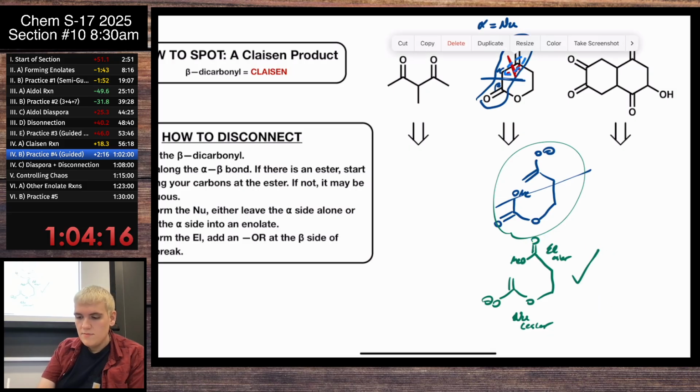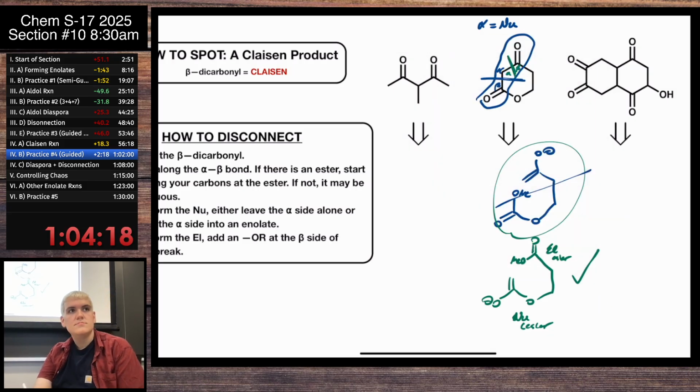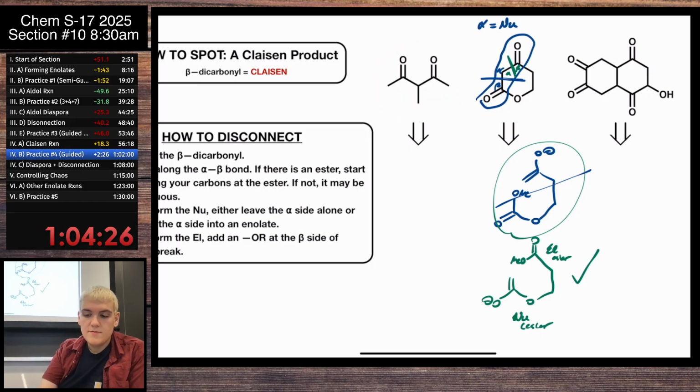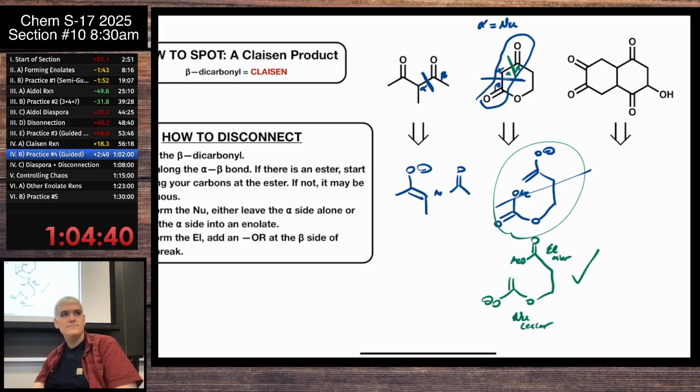But now, for this one, it could be either way, right? Neither one of them has an OR group. So we're just going to get two options. We get one option where we do alpha beta this way and we cut. In that option, we have this enolate with this ester. So the beta side becomes an ester electrophile.